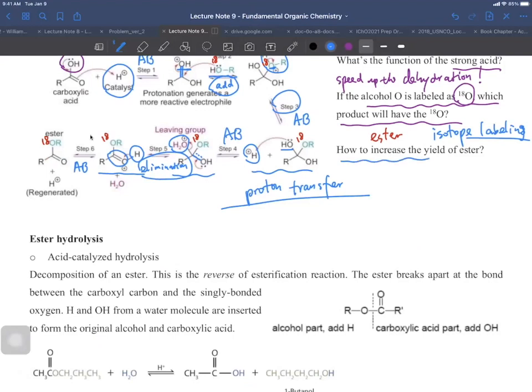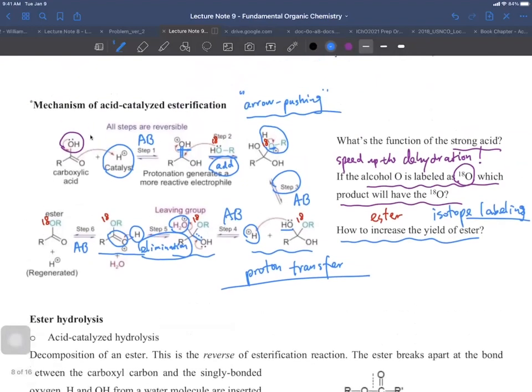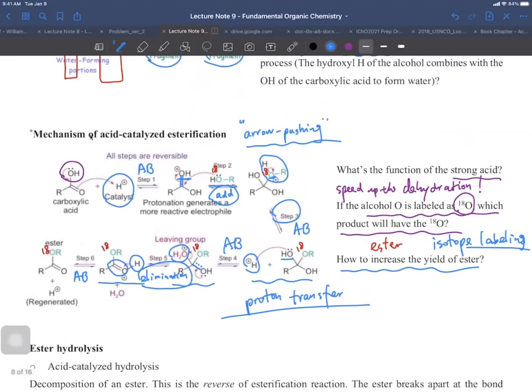The next question is how to increase the yield of the ester, since the reaction is reversible, right? If our goal is to get more ester, we may need to try to shift the equilibrium to the right side. So one commonly used way is to use concentrated sulfuric acid to catalyze the reaction, because this kind of reagent can absorb the water from the system, which decreases the amount of water and shifts the equilibrium to the right side.